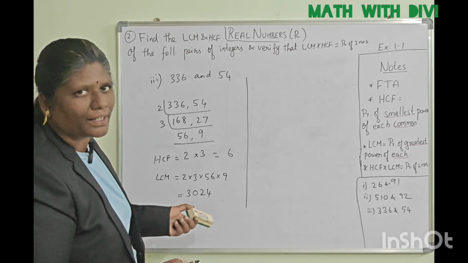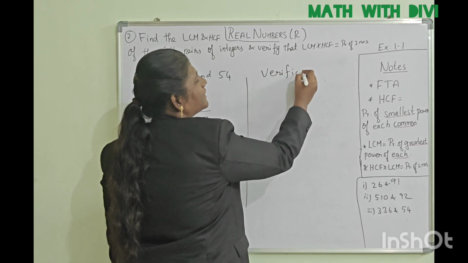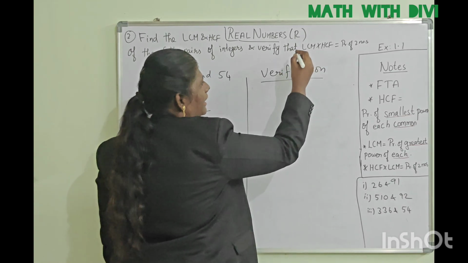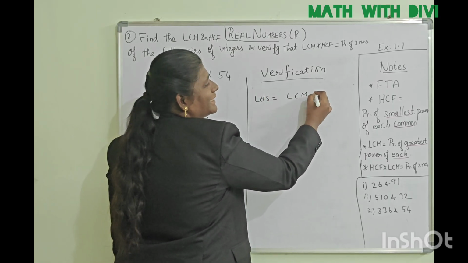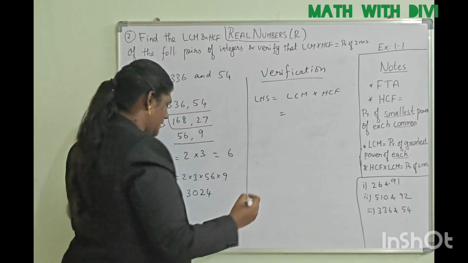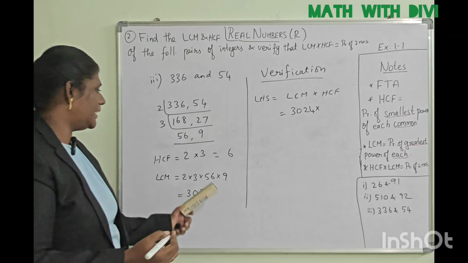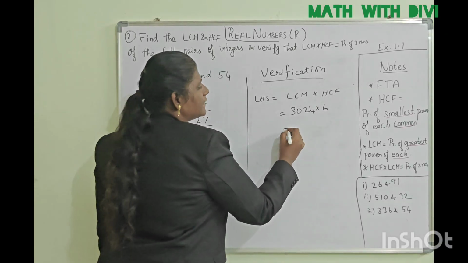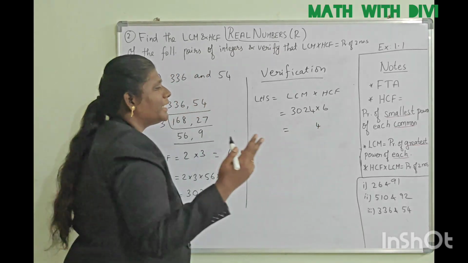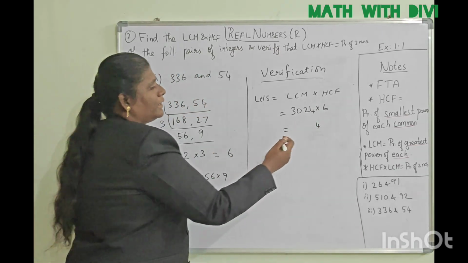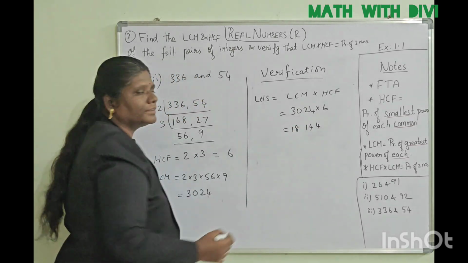Yes. So LCM is 3024. Right? Okay. Now verification. What to be done next? So how can we write the verification? Left hand side I have to take, which is LCM into HCF, right? LCM is 3024 and HCF is 6. So we have to multiply this. 4 6s are 24, remaining 2, 12, 14, 18. Right?